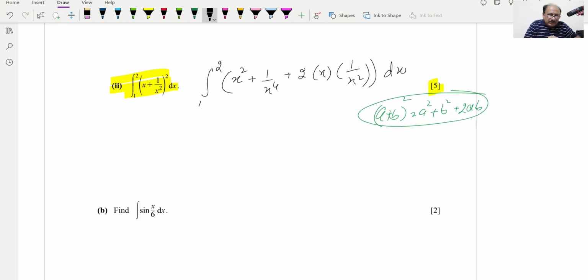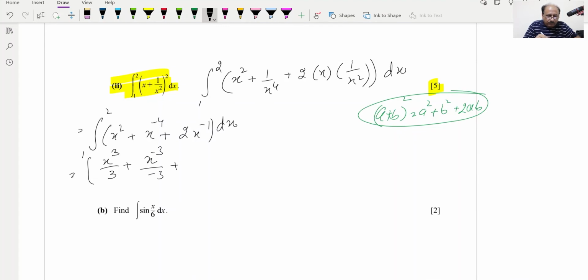Now we can integrate, and we can simplify first before taking the integral. 1 to 2 of x squared, and plus we can write this as x raised to minus 4, and x and x will cancel, so plus 2 x raised to minus 1 and dx. Now we can integrate, and the integral of x squared will be x cubed by 3 plus, the integral of x to the minus 4 will be x raised to minus 3 over minus 3, and plus the integral of x raised to minus 1 is log x, so 2 ln x, right?